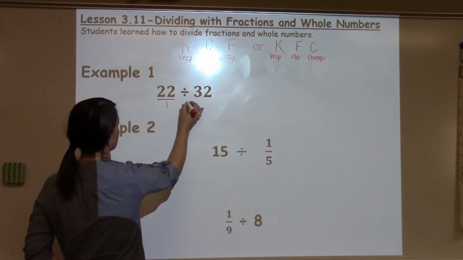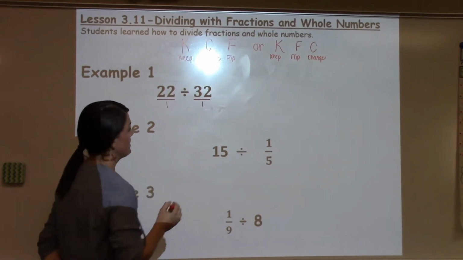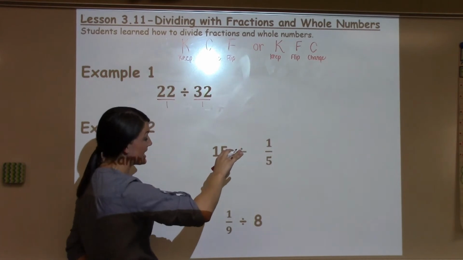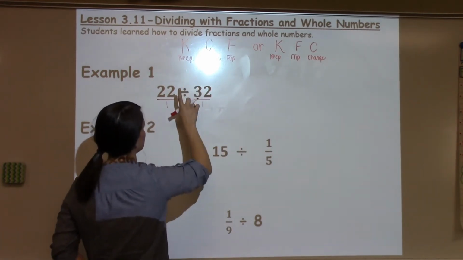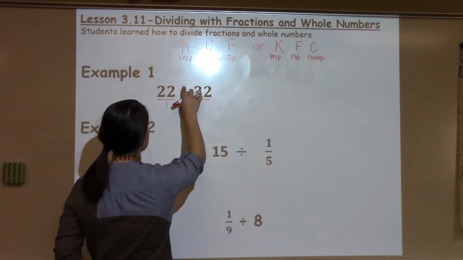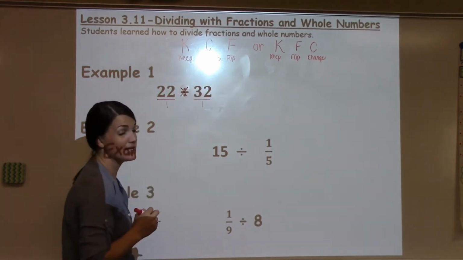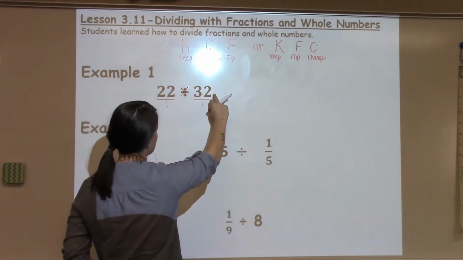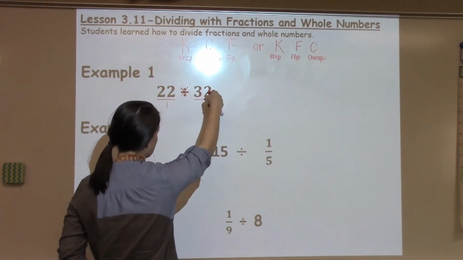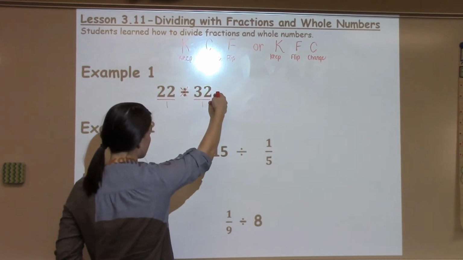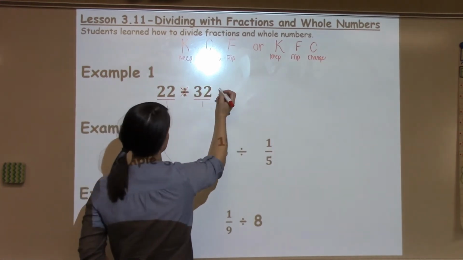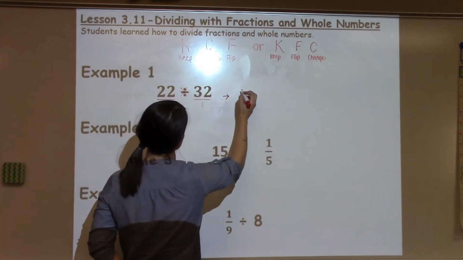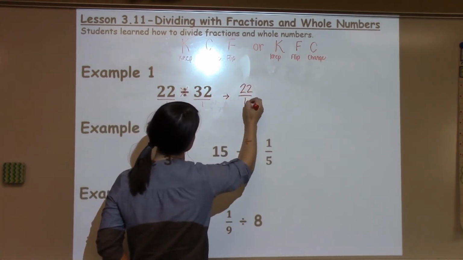Alright, so putting both of our whole numbers over 1, I'm able to keep my 22 over 1 exactly the same. That's the K in keep. Change or flip my division sign to a multiplication sign. That's the C or the F in the change and flip. And then flip or change my fraction, alright, meaning that I flip-flop the denominator and the numerator. So instead of 32 over 1, it's now going to look like 1 over 32. So I'm going to rewrite this so it's easier to see.